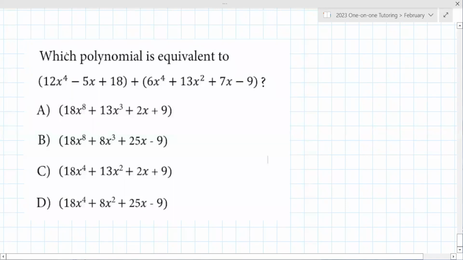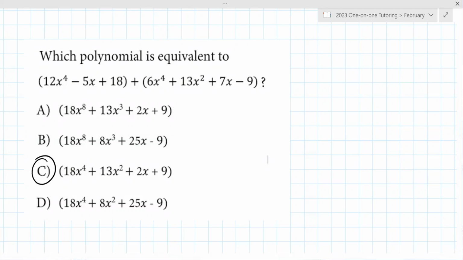And is there any answers that you can eliminate? You can eliminate all of them except for C, because 13x squared is by itself. I don't see another x squared. That is correct. Okay, so that's even better than what I was going to have you do.